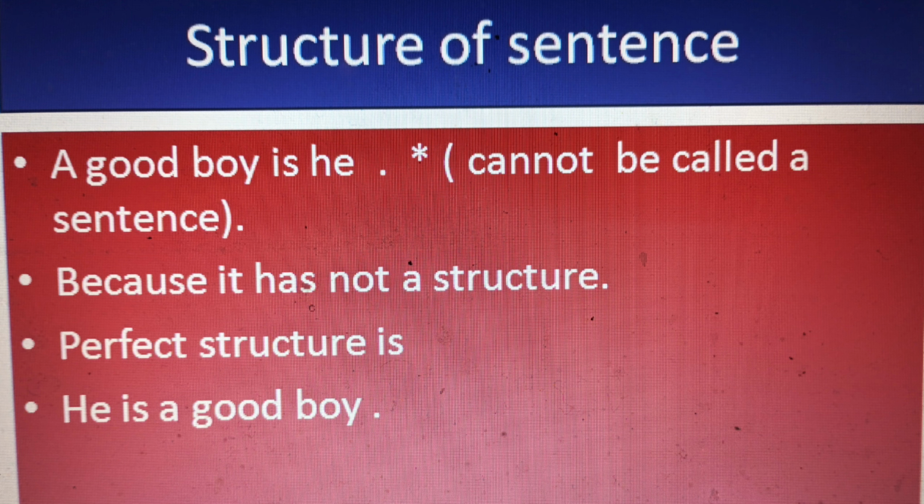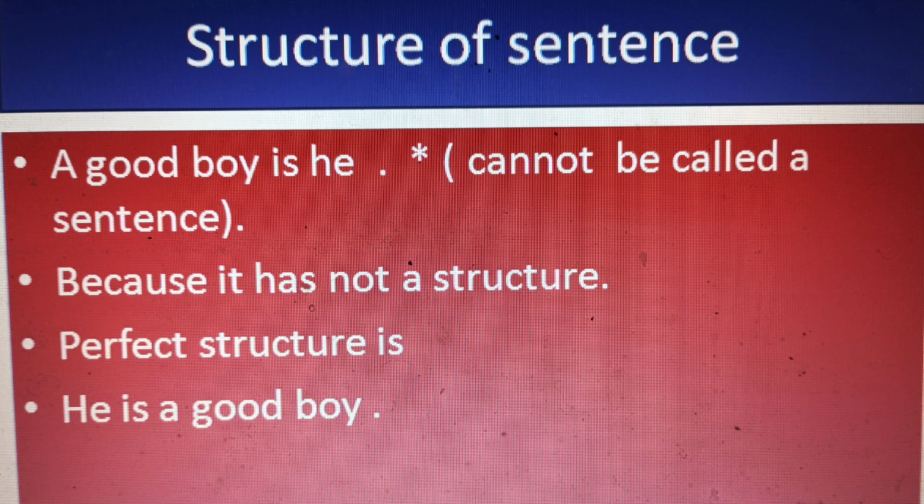One, it does not have the complete structure. And then the second is that it does not have the complete meaning. And that is what you call it lacks it. So "a boy good is he" can be a group of words but cannot be called a sentence. Then how can it become a sentence? It can be arranged in a perfect order like this.